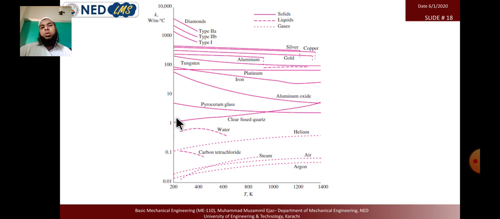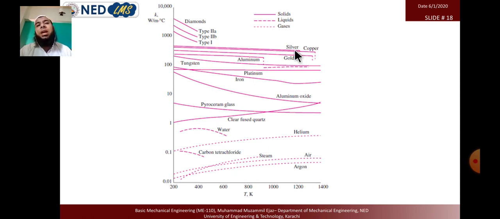Okay, so then we come to the solids, and among the solids we have different materials. Some are good conductors and some are not very good conductors. So we have lower values for fused quartz and pyroceram glass. Glass is also a very bad conductor of heat, so it has a low heat conduction capability. After that we have aluminum oxide, then iron, platinum, then aluminum, then gold, then copper, and then silver.